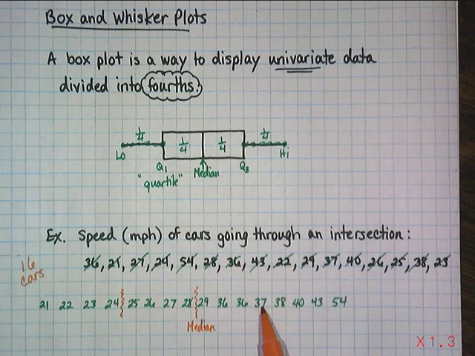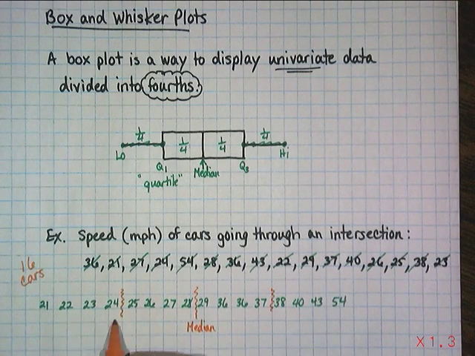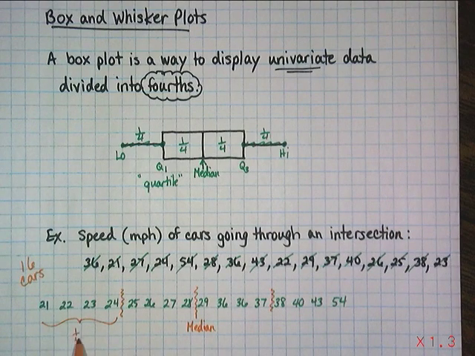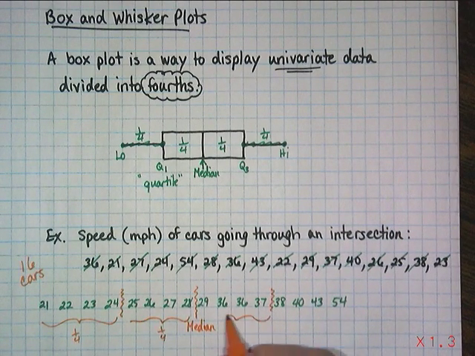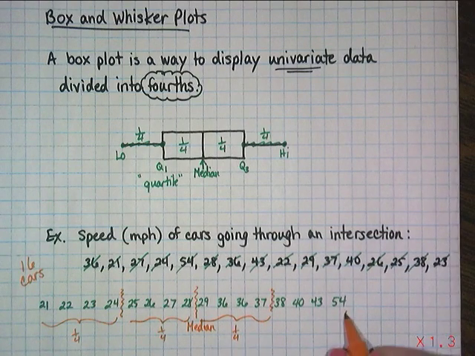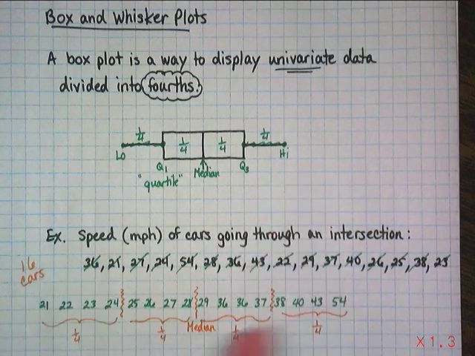1, 2, 3, 4. This marks the middle of this half. So you see how I've just broken up my data into fourths? 1/4 there, 1/4 here, 1/4 there, and 1/4 here. This is what I'm going to do to show my box and whisker.